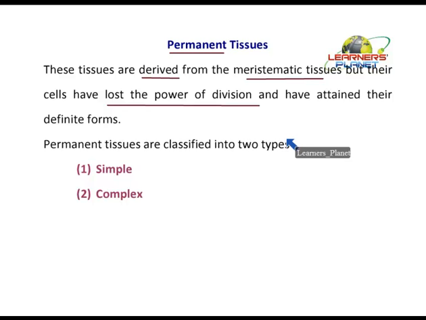Now, as we are seeing, these permanent tissues have different types of functions. So definitely, if the function is varied, then of course the structure should also vary. So on the basis of such things, these are of different kinds again. Permanent tissues can be simple or complex.